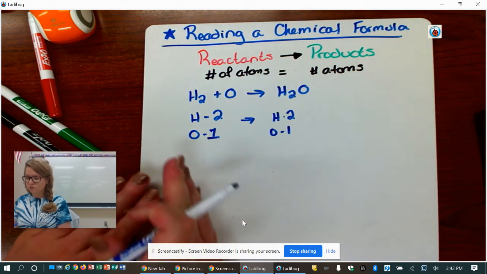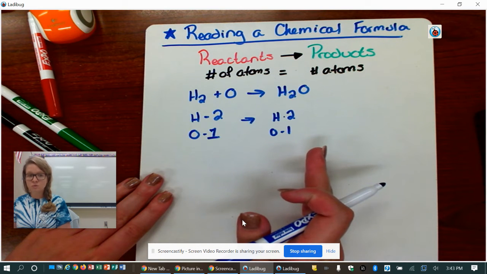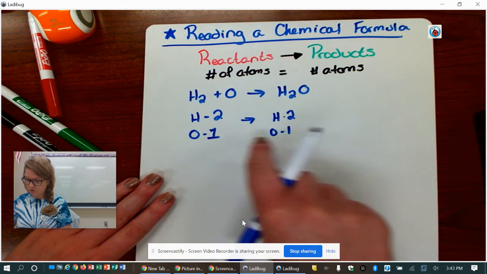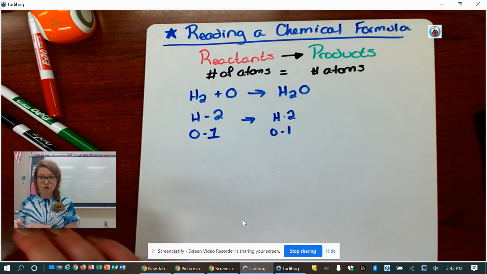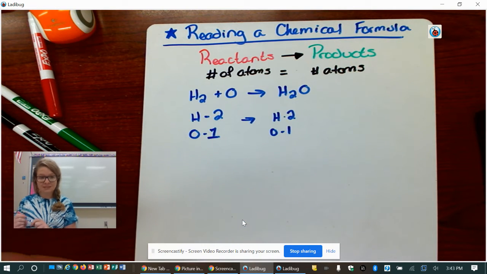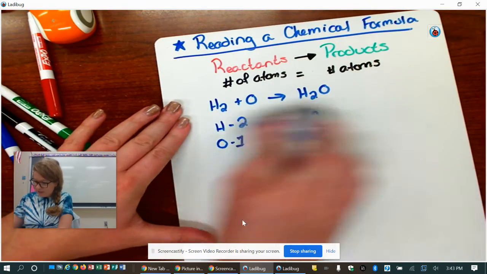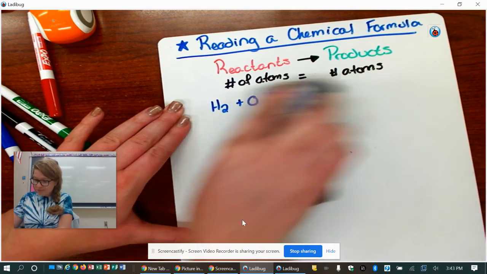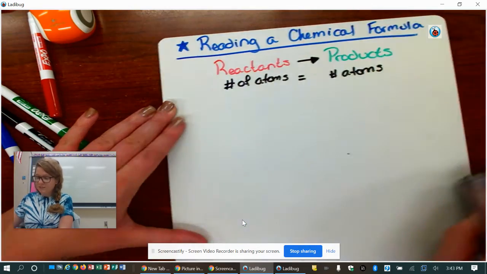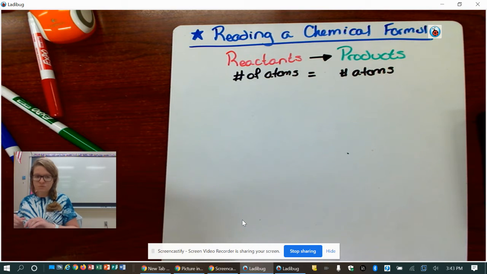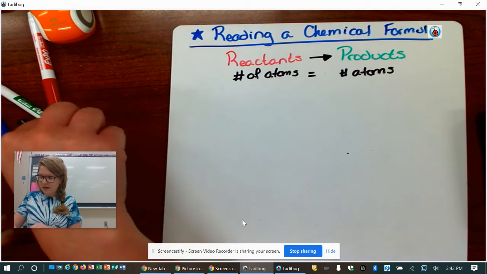Now you look, do your reactants and your products line up? Well, okay, I have 2 hydrogens, 1 oxygen, 1 oxygen. This is a good chemical formula because it is balanced. Now, it's not always going to be like that. Sometimes you have to change your coefficient to make your chemical reactions balanced. Let's have an example here.